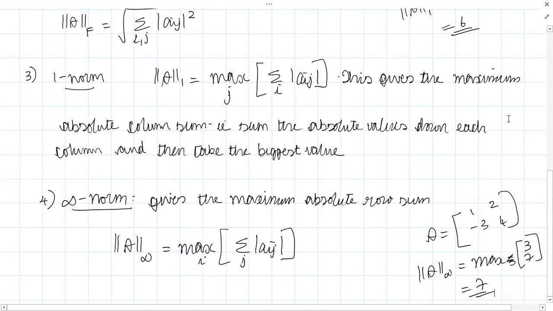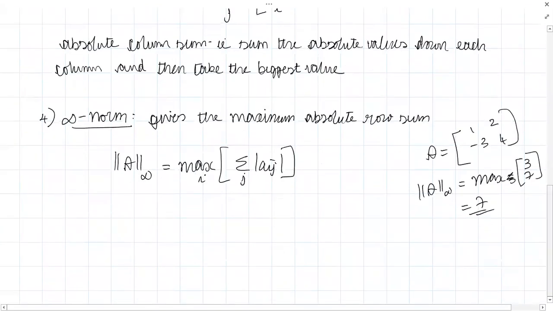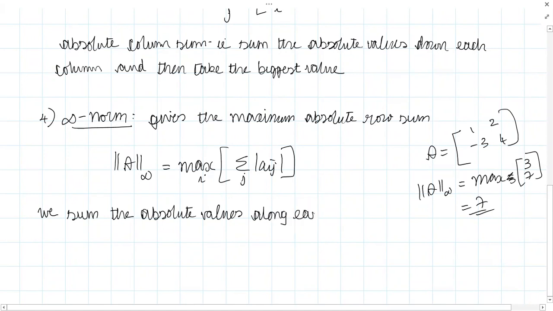So these are all just ways of assessing the size of a matrix. That's all. We sum the absolute values along each row, and then take the biggest value.